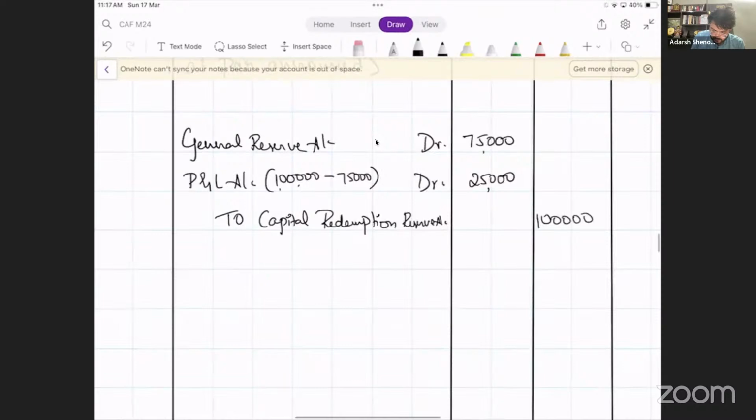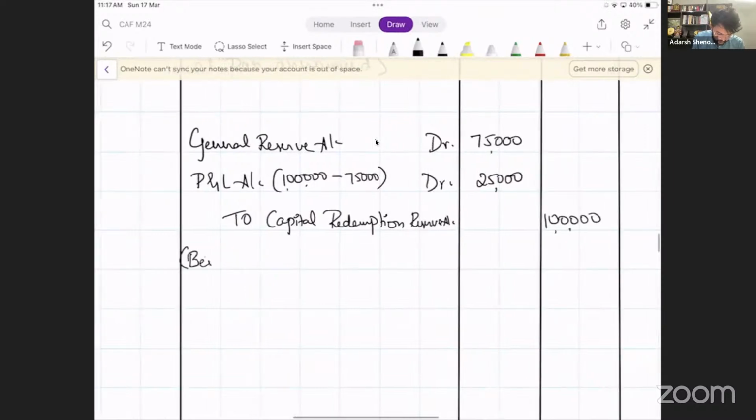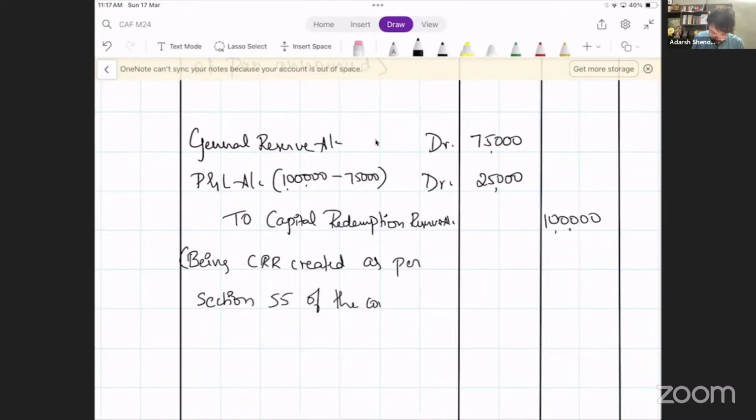1 lakh. Being CRR created as per section 55 of the Companies Act 2013. Done.